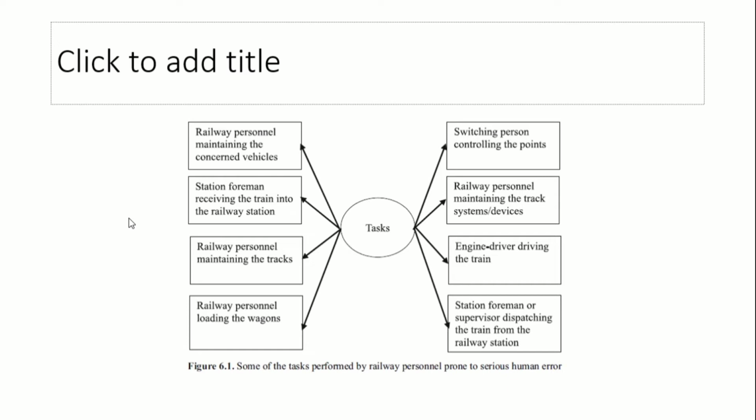So we must make sure the goods in the cargo are placed in a balanced way so that at a curve the wagon does not tip over. Switching person controlling the point, so this is all automatic. Railway personnel maintaining the track system and device. Engine driver driving the train, so this also, we have mostly electrified trains. If it's a diesel train, then we have to look into it. Station foreman or supervisor dispatching the train from the railway station, this also doesn't exist now.